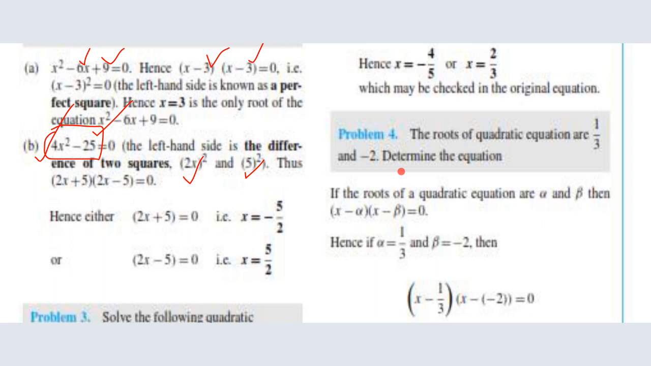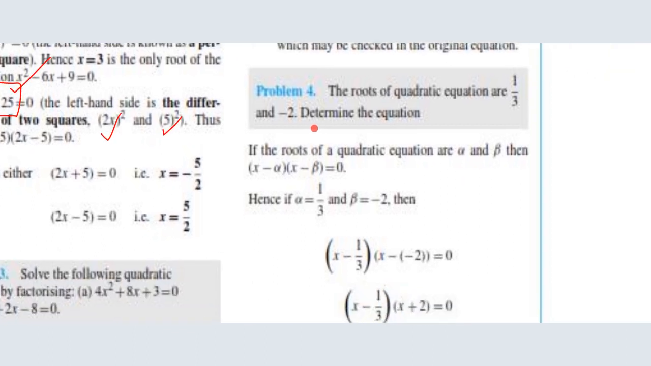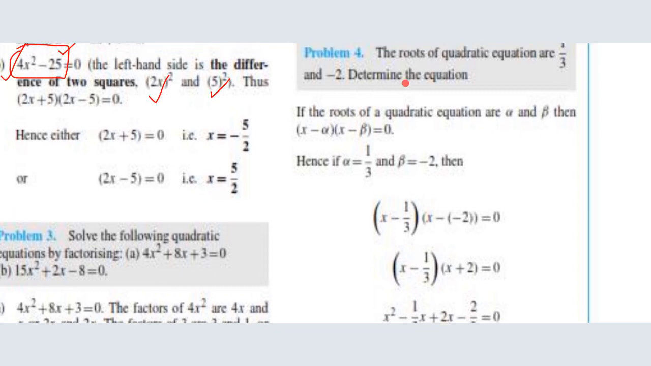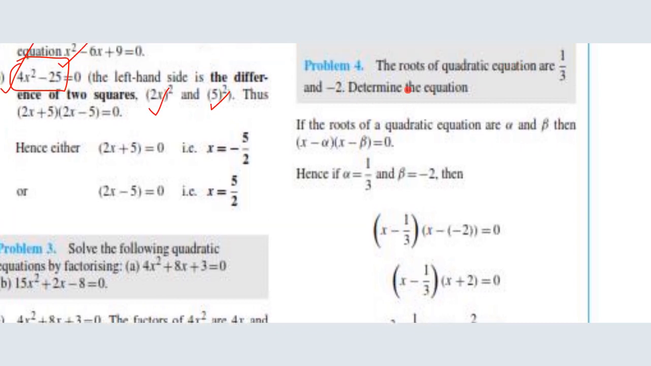Okay, so another interesting version is here. I hope you've worked out that. Another interesting version is here, where you're given the roots. That is problem four, where you're given the roots and you're told to determine the equation.